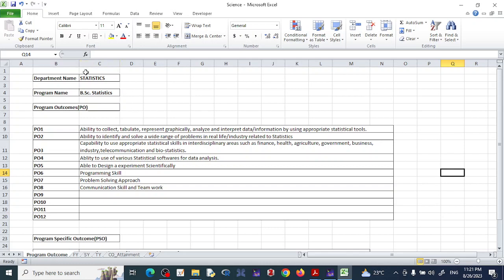Here, you have to specify department name, your program name, and you have to list down all the program outcomes. Remember that program is a 3-year undergraduate degree program or 2-year postgraduate degree program. You have to list down all the program outcomes that will be achieved throughout the 3 years or 2 years.